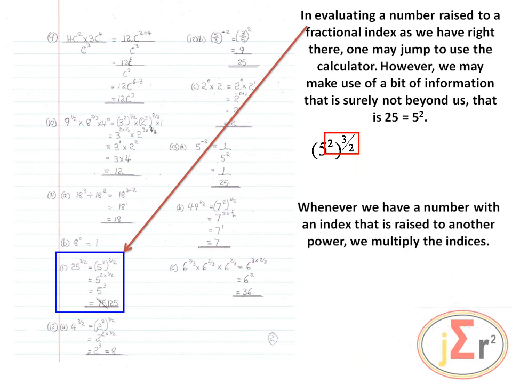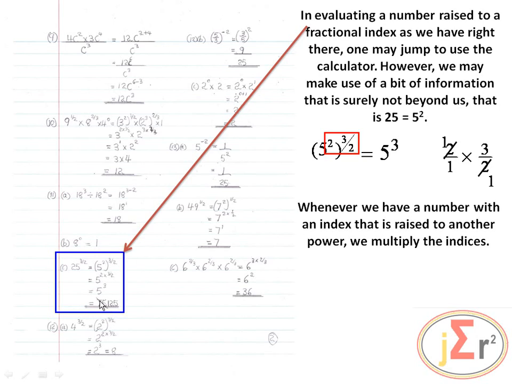Multiply those indices as usual. Whenever we have a number with an index that is raised to another power, we multiply the indices. What will happen? Reduce by a common factor of 2. 3 remains, and we have 5 to the power of 3. And just practicing or reading through instructional materials on indices, we should not find 5 to the power of 3 by any means difficult. And we should be willing and ready to write the answer down as not 75.